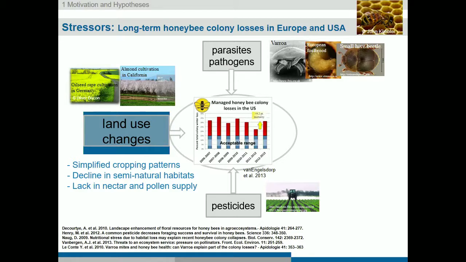Important drivers for the increasing colony losses of honeybees are, of course, parasites and diseases and also pesticides, but really important are also land use changes that lead to simplified cropping patterns and also to a decline in semi-natural habitats at large landscape scales. And so we have in many agricultural systems temporal lags in nectar and pollen supply, especially in early spring and in the summer months.